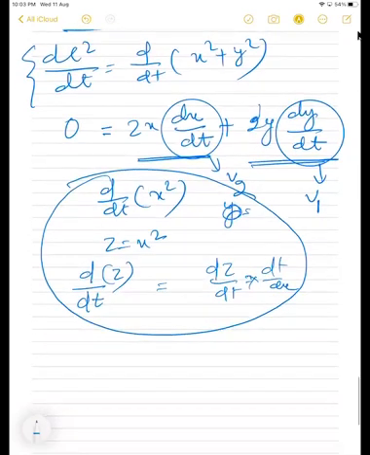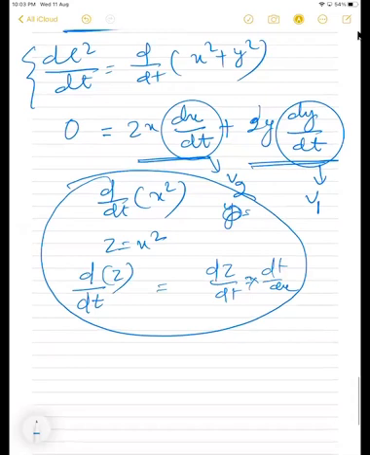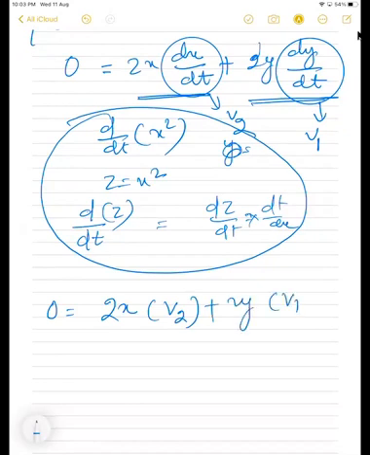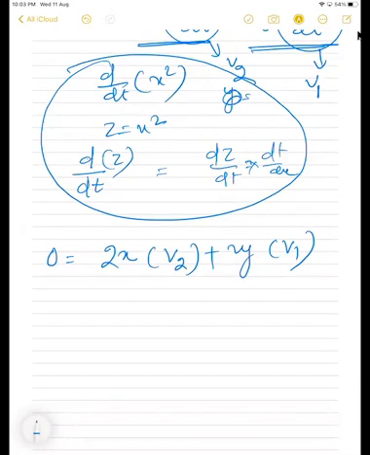Then you can write here, see, 0 is equal to 2x into what? dx/dt, that is the velocity v2, right? Plus 2y into v1. Yes or no? Yes, sir. Both sides the 2 is common, cancel out. We can write x v2 is equal to minus y v1.